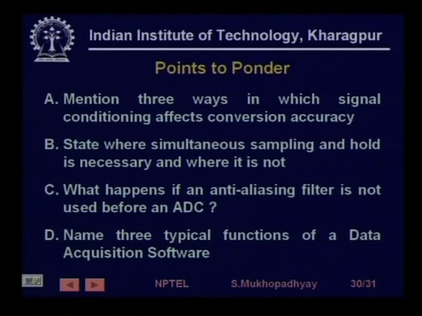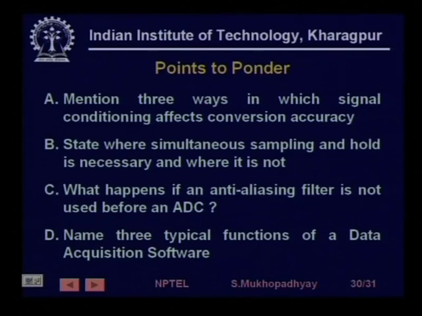So, points to ponder: mention 3 ways in which signal conditioning affects conversion accuracy. I have already talked about dynamic range, you can think of some others. State where simultaneous sampling and hold is necessary and where it is not. As I said, it is related to the frequency content of the signals and the speed of conversion of your AD converter and the number of channels, of course.